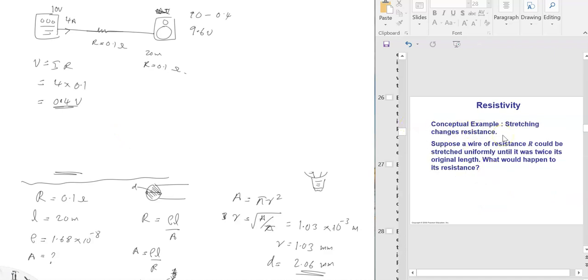Conceptual example: stretching a wire changes resistance. Suppose a wire of resistance R could be stretched uniformly until it was twice its original length. What would happen to its resistance? Okay, so think about it. You have a wire like this.